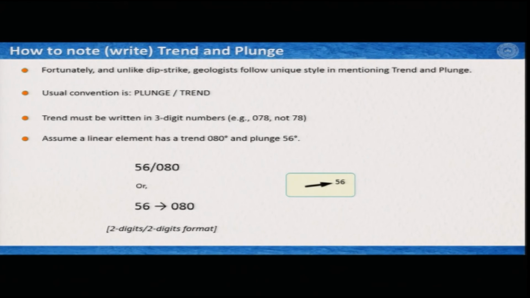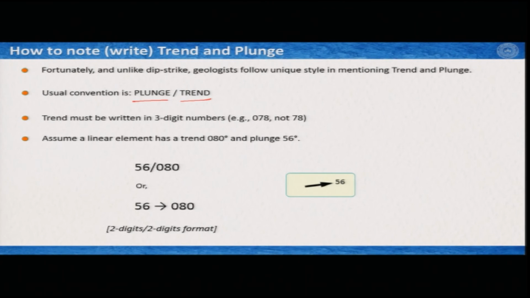Okay, so we will now look at how to note or write trend and plunge in your notebook, and also how we should plot this trend and plunge on the map. Now interestingly, unlike dip and strike, where geologists write them in different ways, for trend and plunge there is more or less a very unique style: first we write plunge and then we write trend. And the same rule applies here.